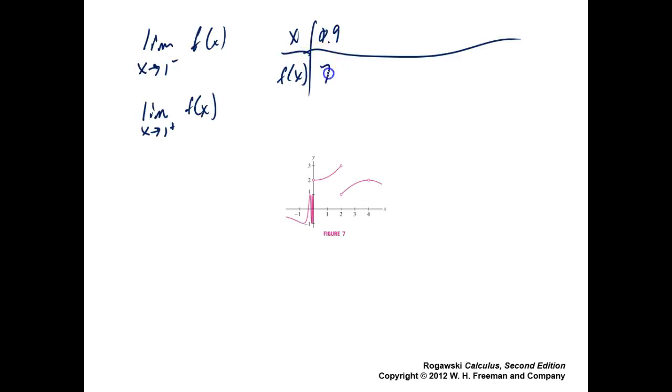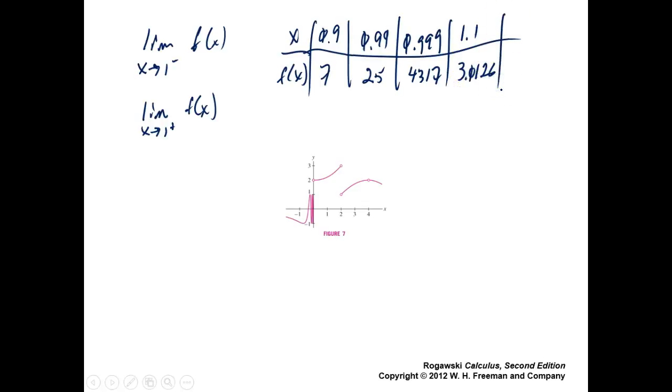0.9 is 7. 0.99 is 25. 0.999 is 4317. 1.1 is 3.0126. 1.01 is 3.0047. And 1.001 is 3.003000011.